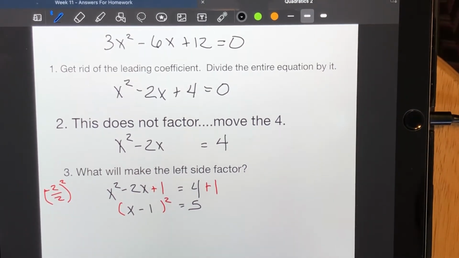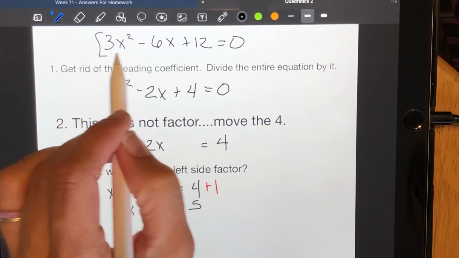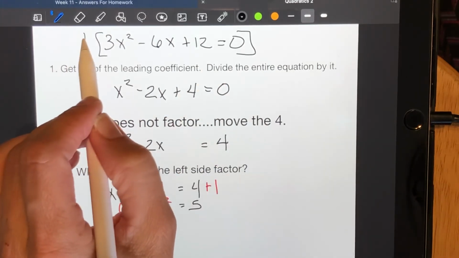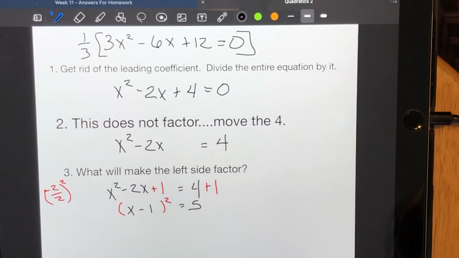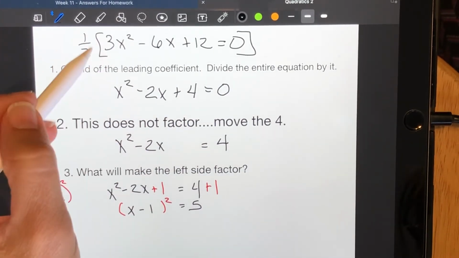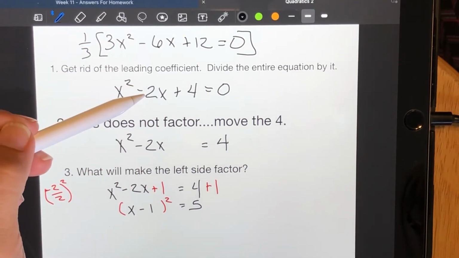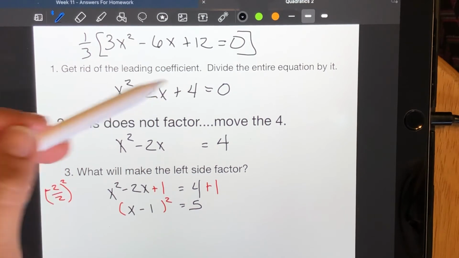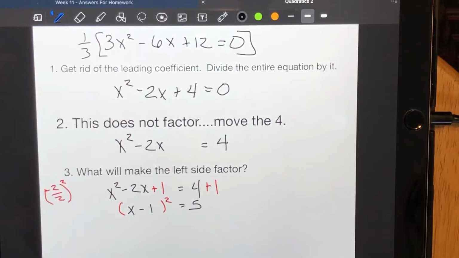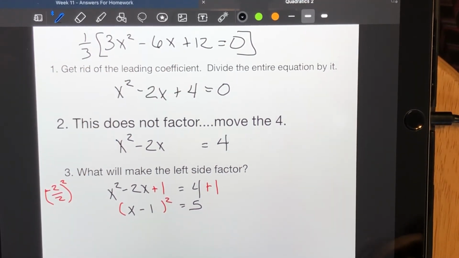In this case, to get rid of it, I can divide the entire equation by 3, which in effect is taking the entire equation and multiplying it times 1/3. So this gets distributed to every single term. So I'm left with x squared minus 2x plus 4, and 1/3 times 0 is still 0.